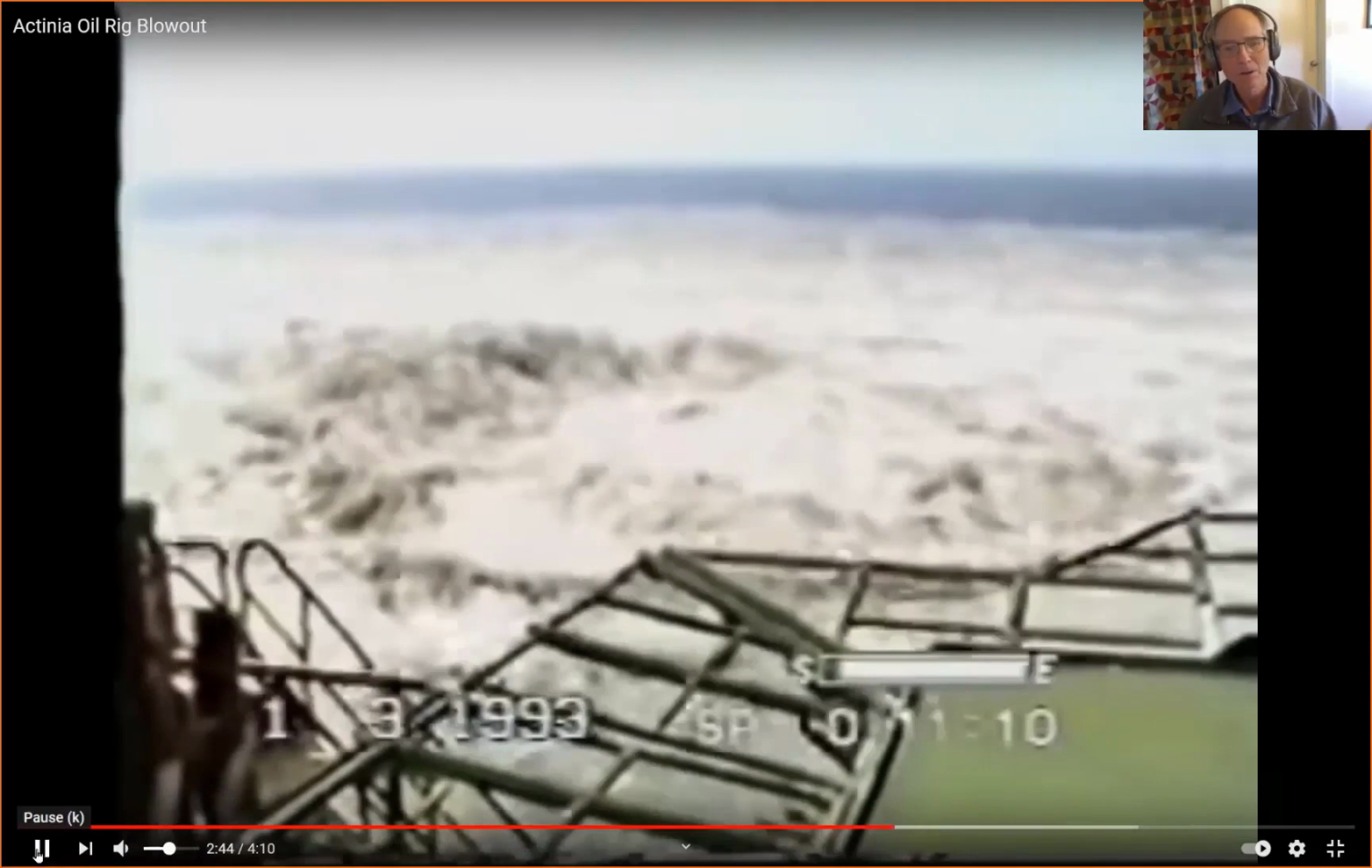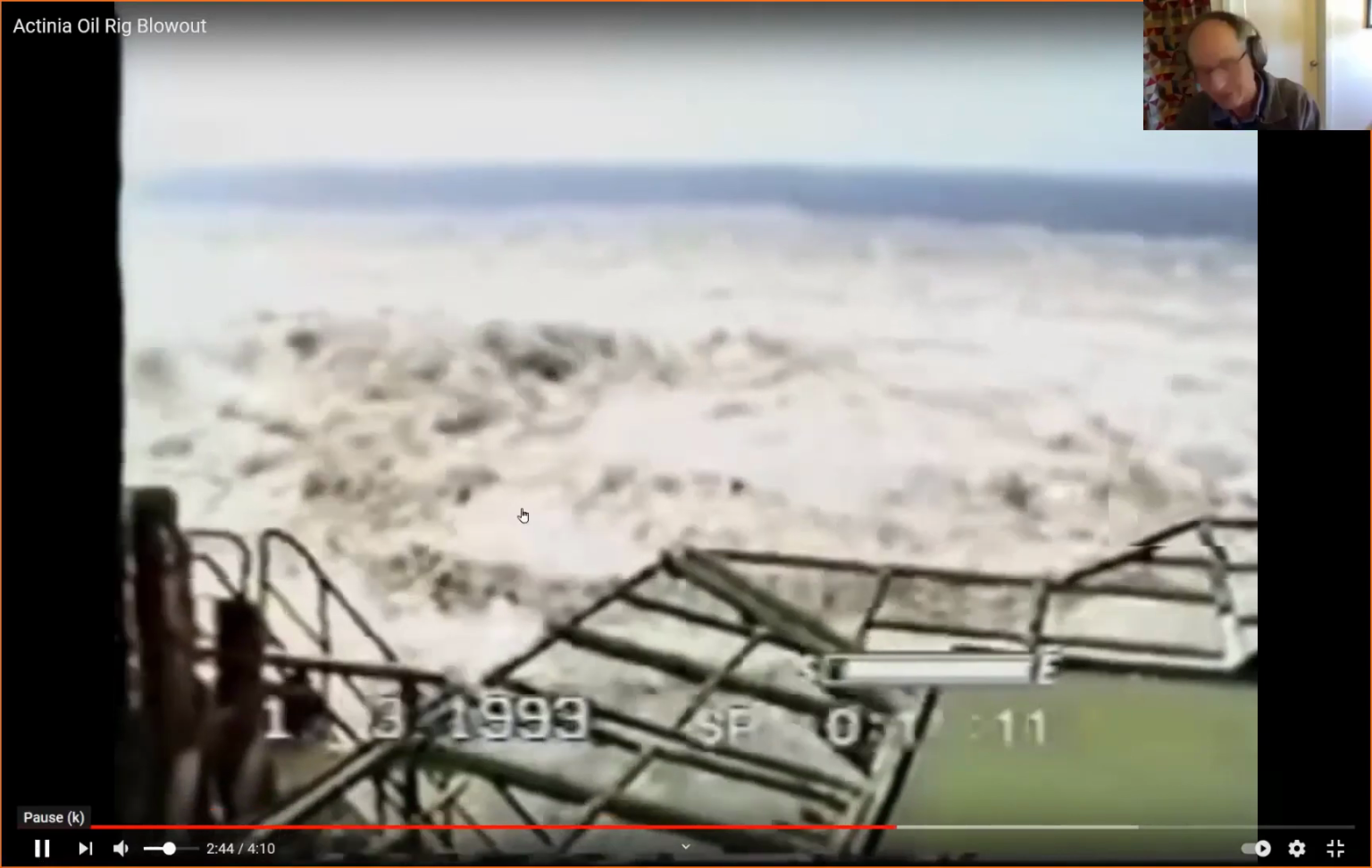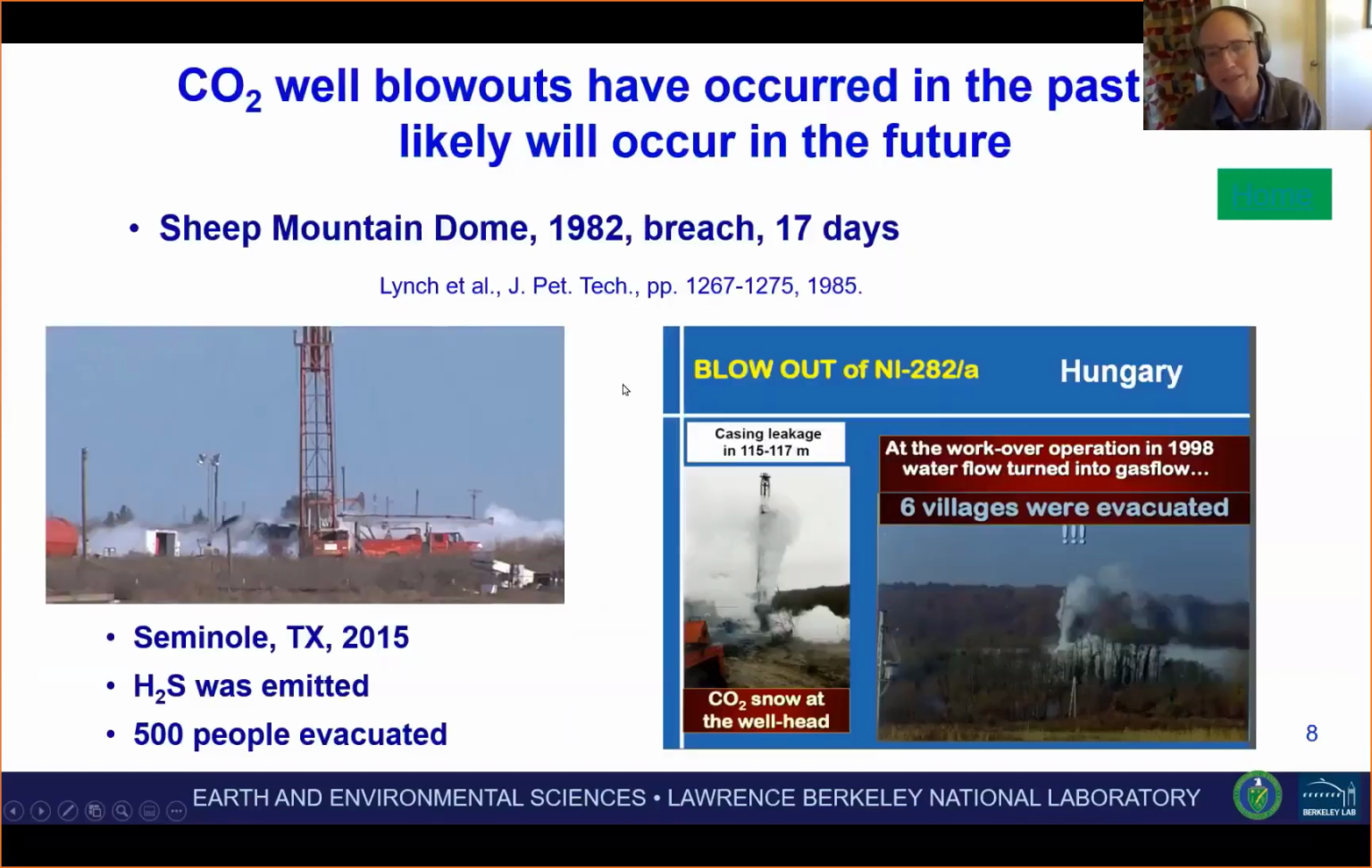Okay, so imagine now, going back to the PowerPoint, the situation for CO2 could be somewhat analogous, but again, as I mentioned, methane is a light gas relative to air, so it tends to move upwards. In the case of a CO2 blowout, you have a dense gas relative to air coming out. So we have many examples of this from the onshore environment.